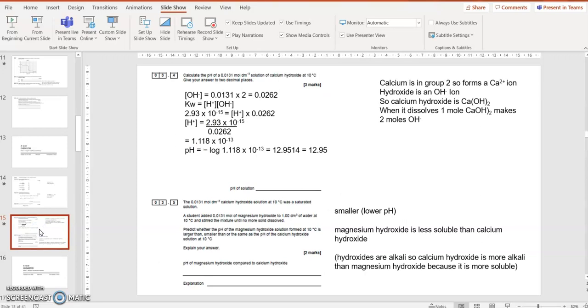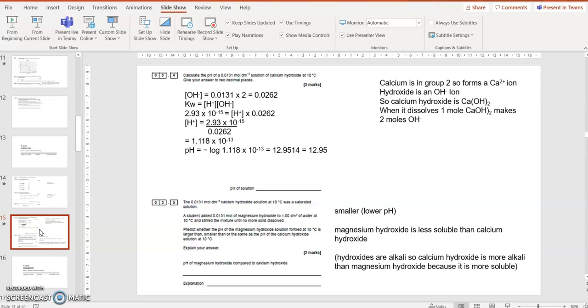Calculate the pH of a 0.0131 mole decimeter cube solution of calcium hydroxide. Remember, calcium hydroxide is in group 2, so Ca2 plus and OH minus. So it's Ca(OH)2. So 1 mole of Ca(OH)2 makes 2 moles of OH minus. So that's something to remember about calcium being in group 2. 1 mole of calcium hydroxide is going to make 2 moles of OH minuses.